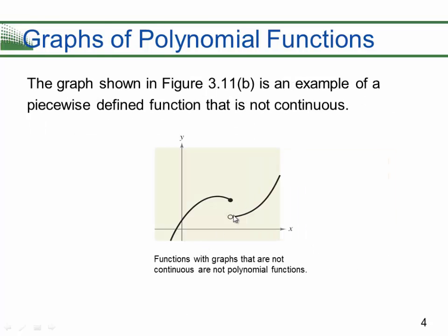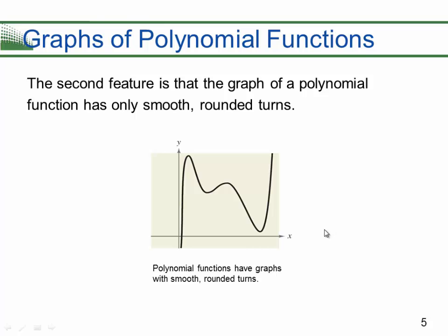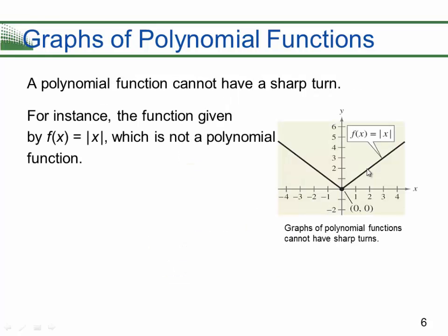Okay, this was a piecewise function. This is not a polynomial. They are going to have smooth, round turns. They're not going to have any sharp, pointy things like this absolute value.